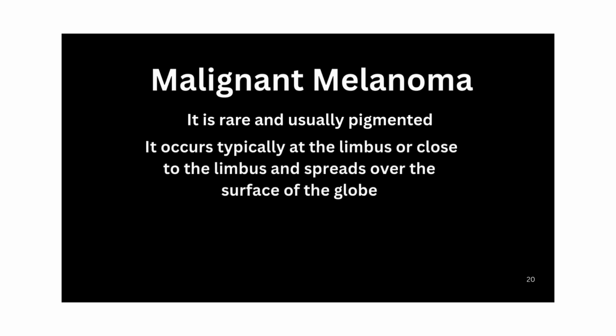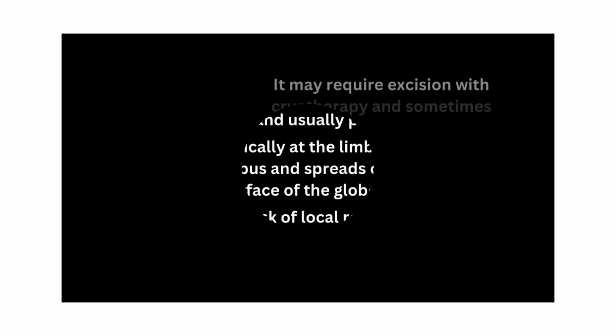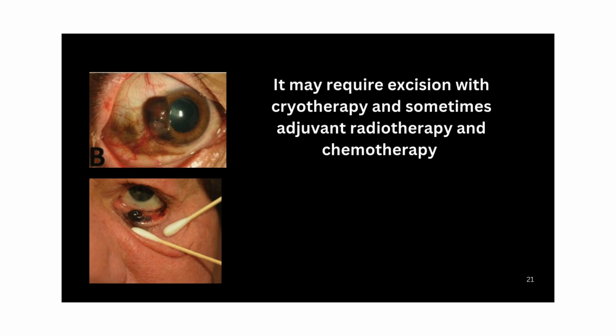Second example of malignant tumor is the malignant melanoma. It is rare and usually pigmented. It occurs typically at the limbus or close to the limbus and spreads over the surface of the globe. It has a high risk of local recurrence and metastasis, especially to regional lymph nodes and lungs. Here are pictures of malignant melanoma at different locations in the eye. Management may require excision with cryotherapy and sometimes adjuvant radiotherapy and chemotherapy.